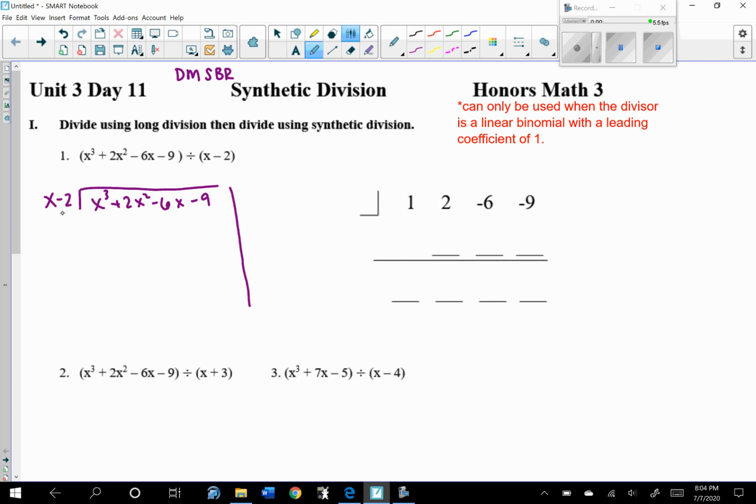D stands for divide, so x cubed divided by x. You always divide the first terms. That gives me x squared, and then you put that above the quadratic terms. M stands for multiply. X squared times x is x cubed. X squared times negative 2 is minus 2x squared. And then remember, S stands for subtract, so we're going to change the signs. This cancels out. 2x squared plus 2x squared is 4x squared, and then B stands for bring down.